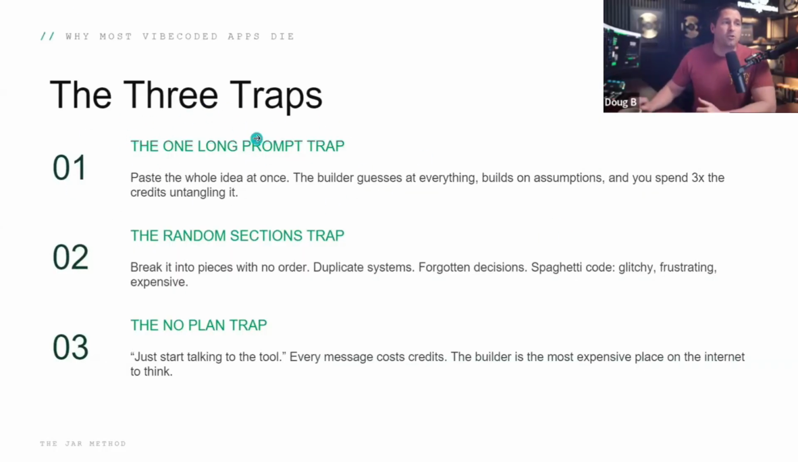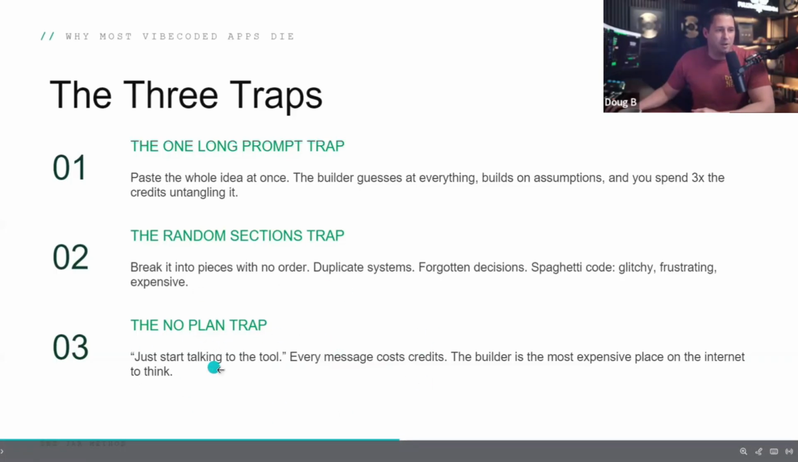Then the next one is, let me create one long prompt and paste the whole thing in, but this overwhelms the builder, and it starts guessing and making assumptions, and it's just going to get messy. Then you have, well, if it's a long prompt, let me divide it into five different prompts and send them one by one. You're getting closer, but if it doesn't understand the big picture and full scope, you're going to run into that spaghetti code. It gets glitchy, frustrating and expensive. And then the no-plan trap, the one I was talking about earlier, just talking to it. So we're going to avoid these three traps.